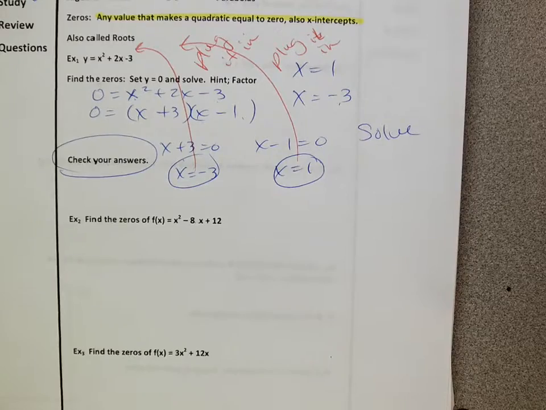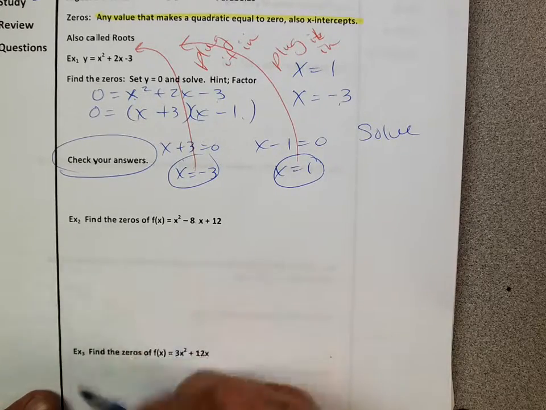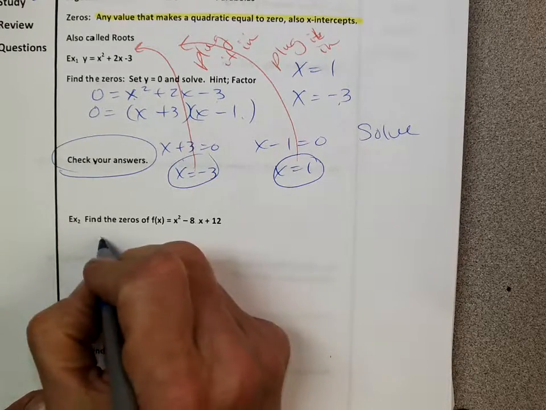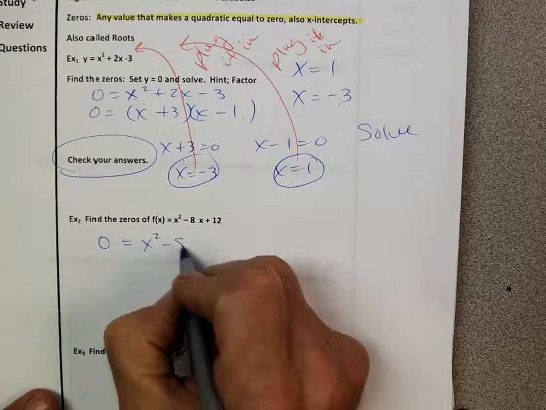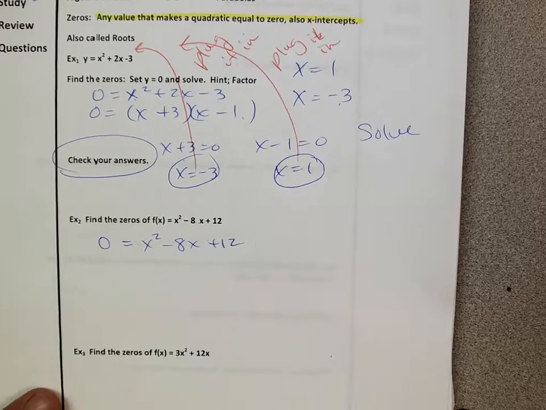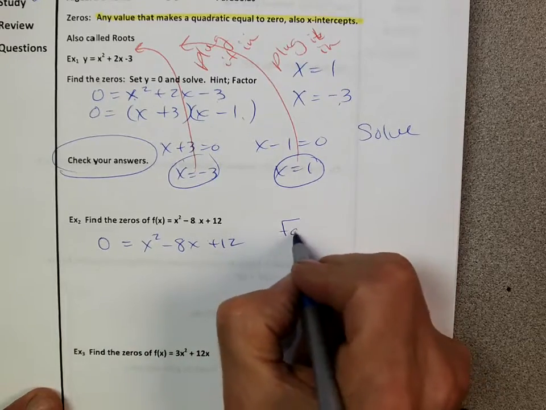Right, same thing. If we want to find the zeros, set it equal to 0. 0 is equal to x squared minus 8x plus 12, right? If I can factor, I'm going to factor. For me, it's easier, okay? And it will factor, okay?